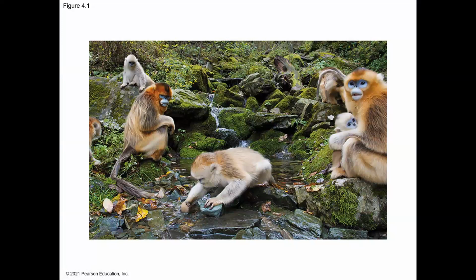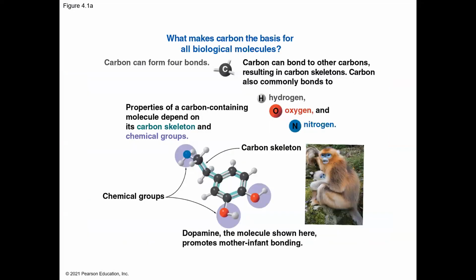So this is the golden snub-nosed monkeys, and they're very different, unique, even their coloration, their facial features. I'd say a face only a mother would love. But the golden snub-nosed monkeys here are biological, organic organisms. And so, what makes carbon the basis for all biological molecules and organisms?